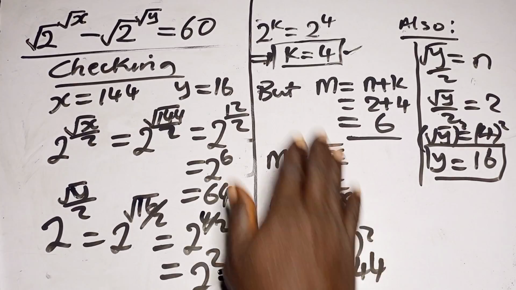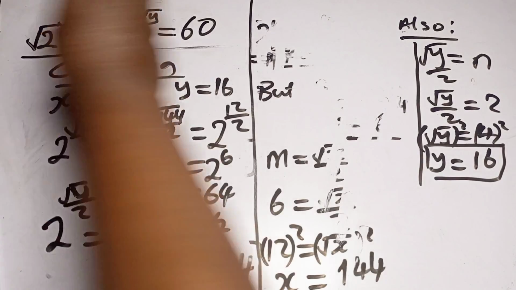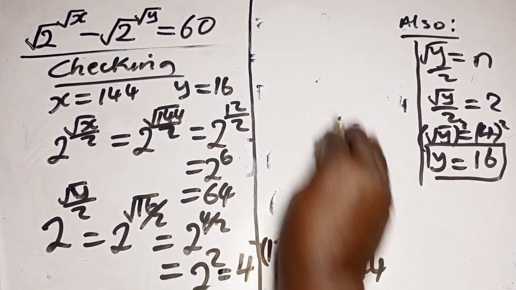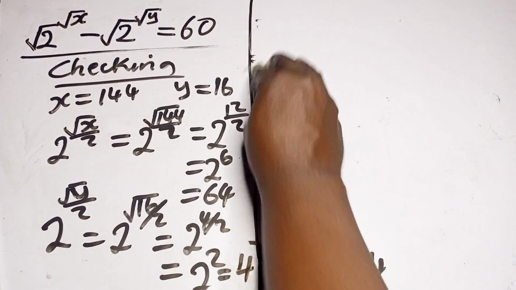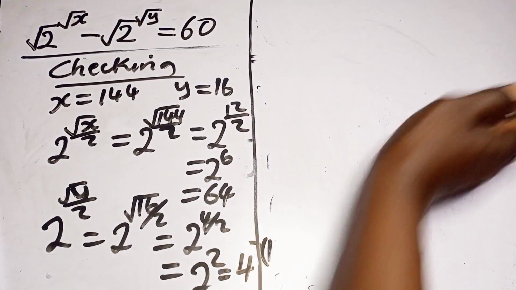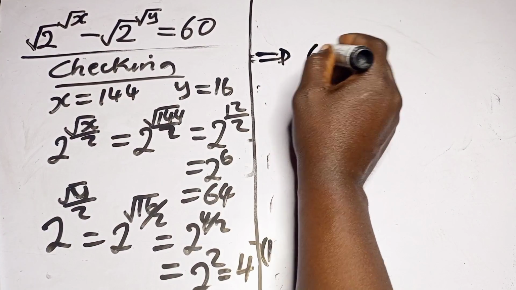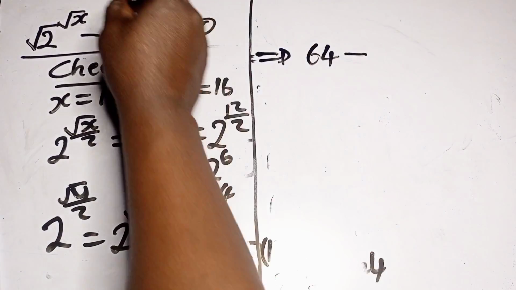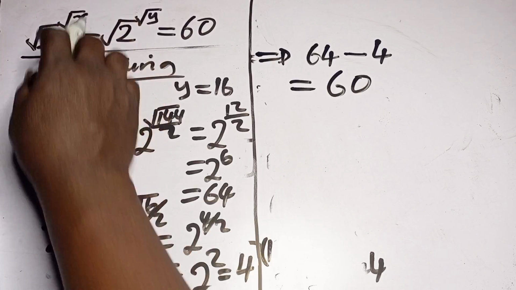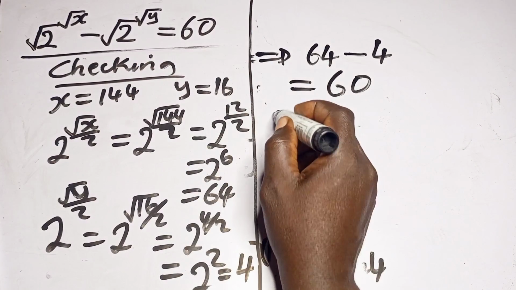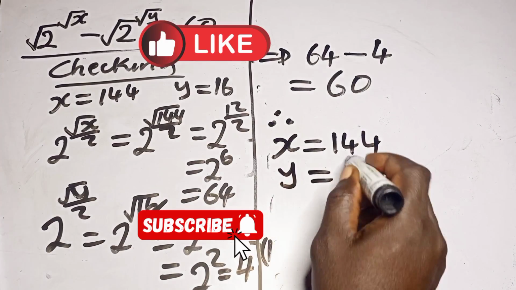Okay? Now, let's put everything in our equation up there to see if the left hand side agrees with the right hand side. It gave us 64. 64 minus this one, which gave us 4. What do we get? We have 60. So we'll now see that the left hand side gives us the right hand side. Therefore, conclusion, x is 144, y is 16.